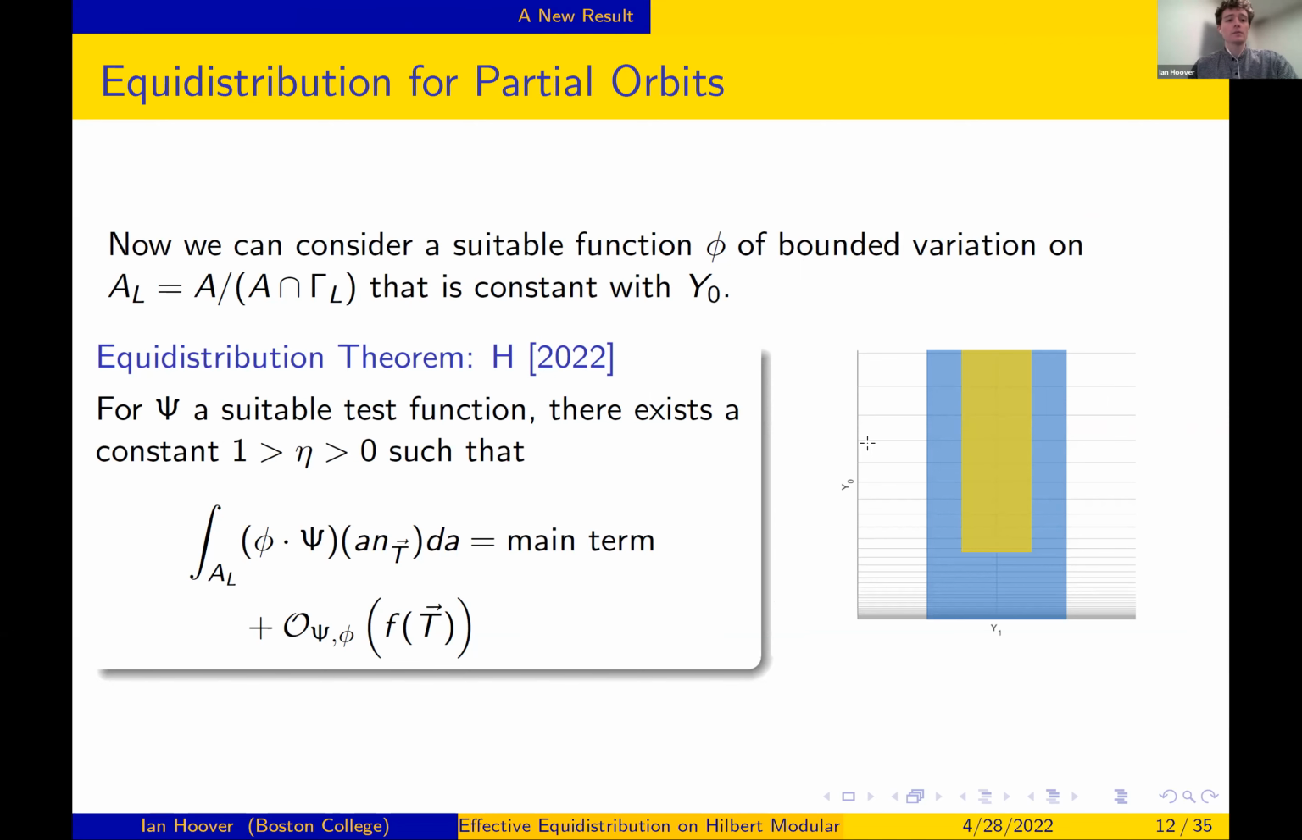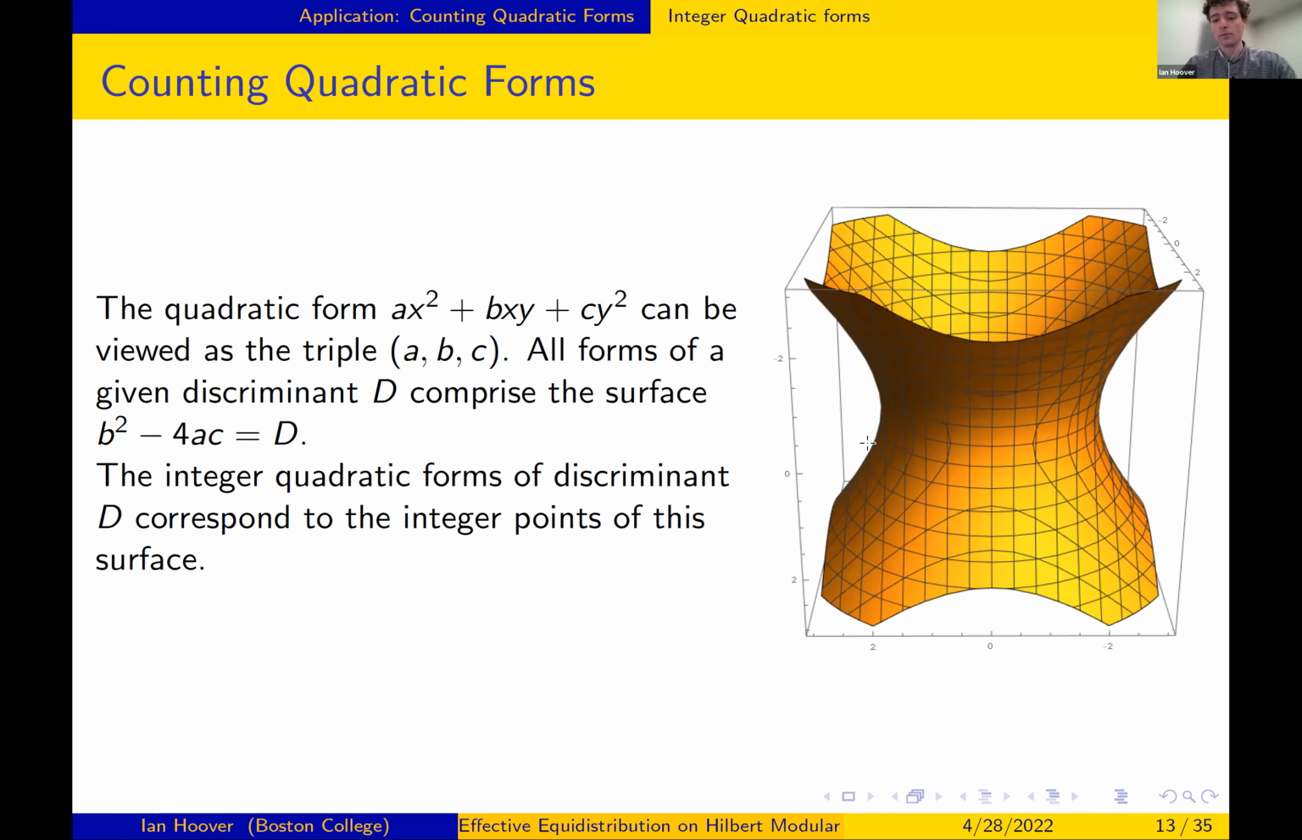So then the next part is to look at counting quadratic forms, and I just want to briefly go over the case where we're looking at integer quadratic forms, because looking at quadratic forms over these real number rings is very analogous, but a little more confusing to talk about. So let's just talk about the integer case first. If we have an integer quadratic form, we can think of it as an integer triple, and if it has a specific discriminant, then it's going to lie on this quadratic surface, this three-dimensional variety. So the integer quadratic forms of that discriminant correspond to the integer points of this variety.